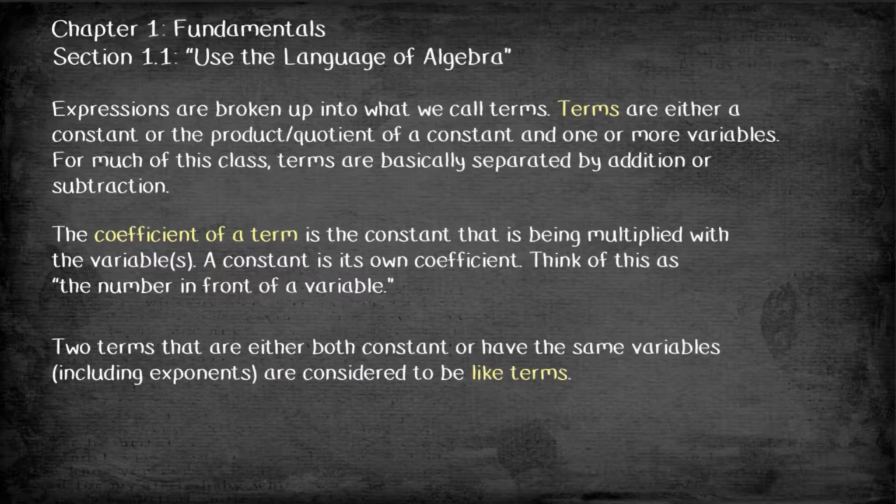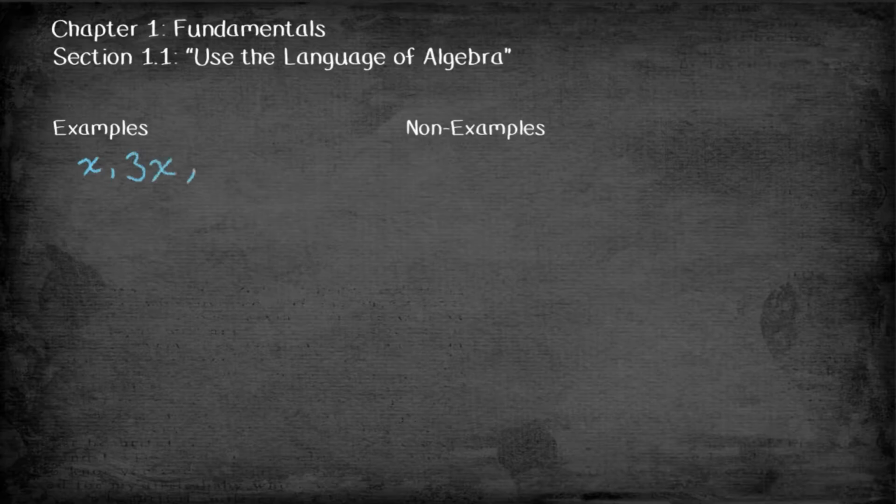Two terms that are either both constant or have the same variables, taking into consideration the exponents as well, are considered to be what we call like terms. So for some examples, x, 3x, 10x would all be considered like terms because the variable is x and the power is the same on each of these.